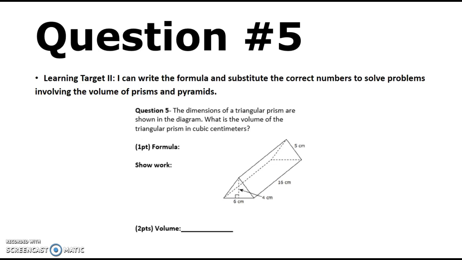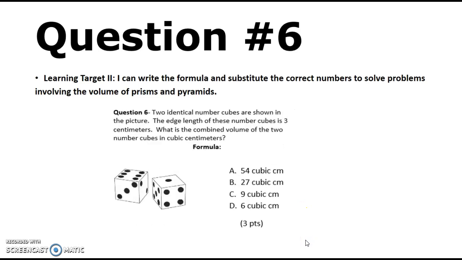The dimensions of the triangular prism are shown in the diagram. What is the volume of the triangular prism in cubic centimeters? Question 6. 2 identical number cubes are shown in the picture. The edge length of these number cubes is 3 centimeters. What is the combined volume of the 2 number cubes in cubic centimeters?